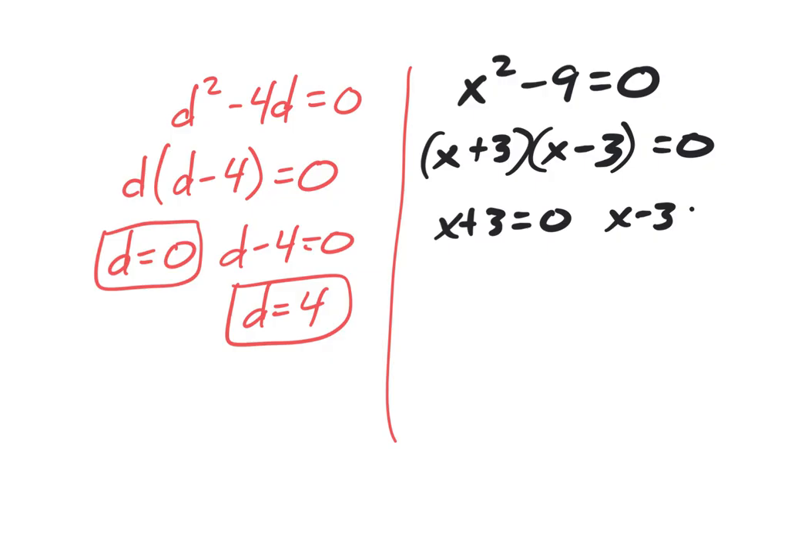Then we set both of those equal to 0, and we get x equals negative 3, x equals positive 3. This one is one that we did earlier. X squared minus 9. Put x squared minus 9 into your calculator.